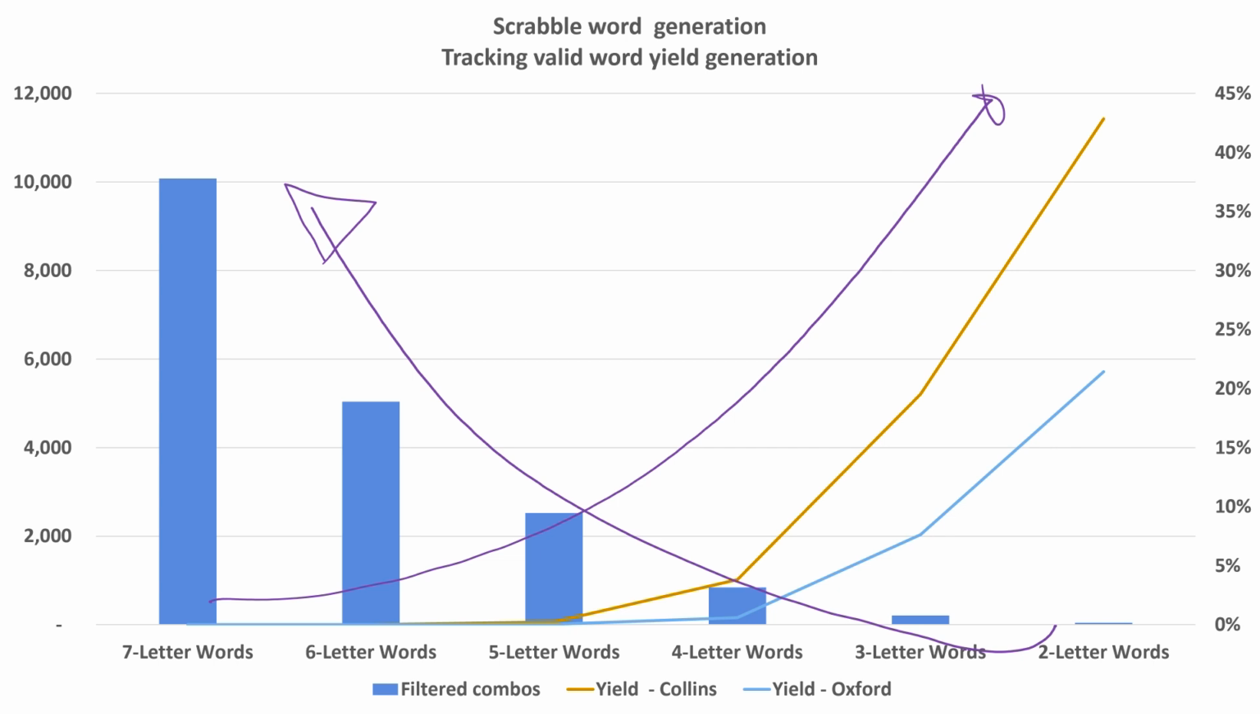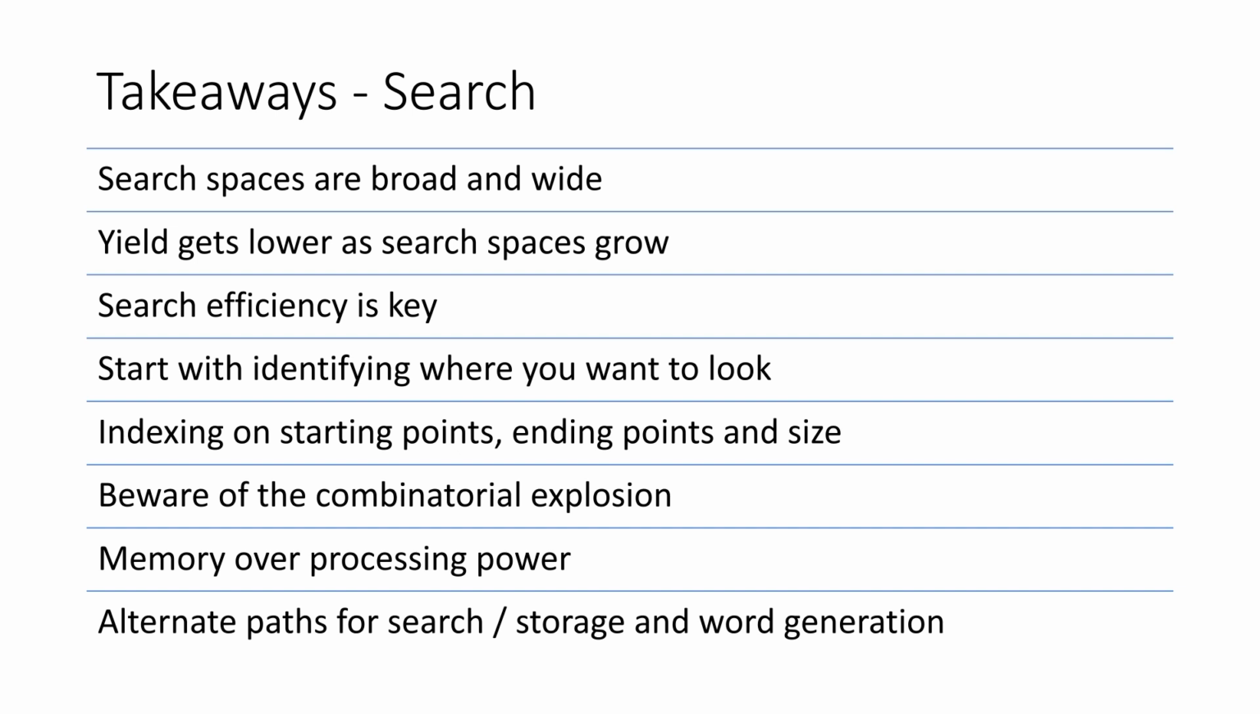It goes down simply because you're searching for a valid combination, but also because a lot of the combos you're generating are gibberish and garbage. If I summarize the point that we've made, search spaces are broad and wide. Yield gets lower as search spaces grow, which basically means that search efficiency is key. The reason why you'll spend a lot of time looking at trees and lists and algorithms for search is because search efficiency is key.